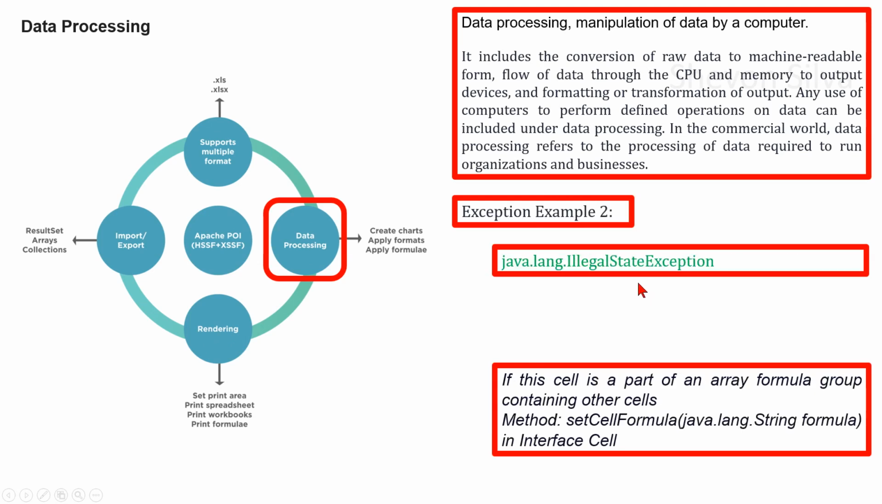As exception example 2, we can consider java.lang.IllegalStateException, thrown if this cell is a part of an array formula group containing other cells, in method setCellFormula(java.lang.String) in interface Cell.